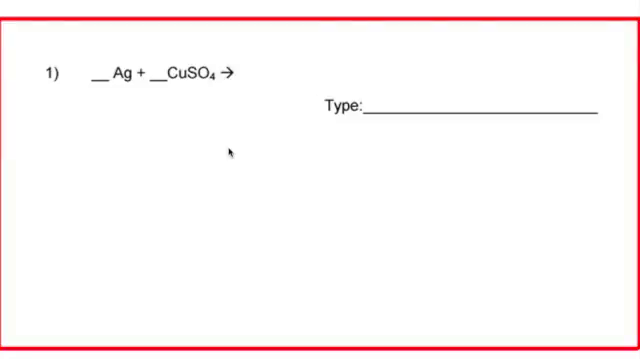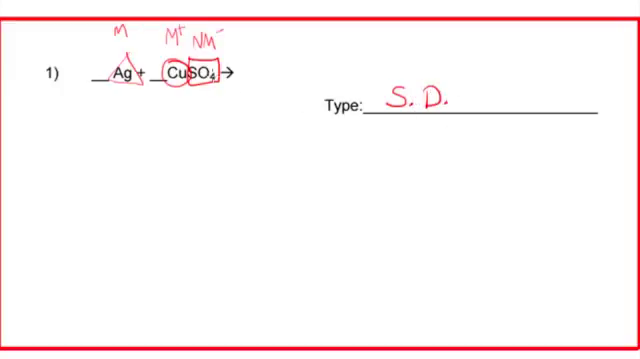Predicting products is just the culmination of all of the stuff we've done in this unit, and it requires four steps. The first step is we need to predict the reaction type. So we're going to predict the reaction type here by identifying this reaction. And if I recognize this, I realize that my metal is going to replace my metal ion with my, in this case, polyatomic ion. So they're going to switch in what we know as a single displacement reaction.